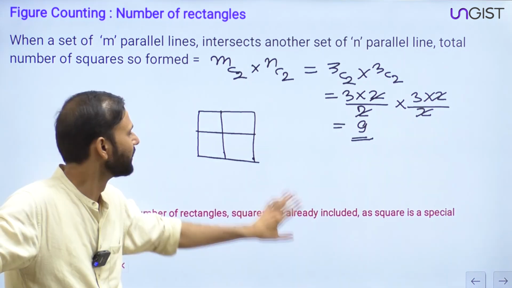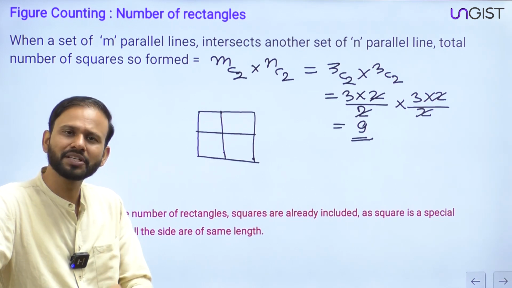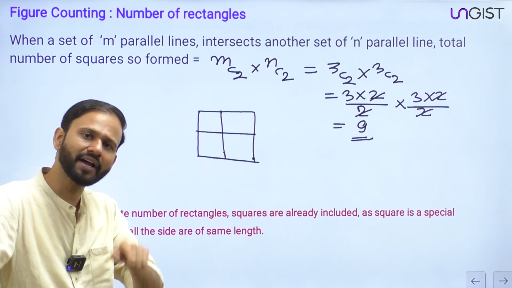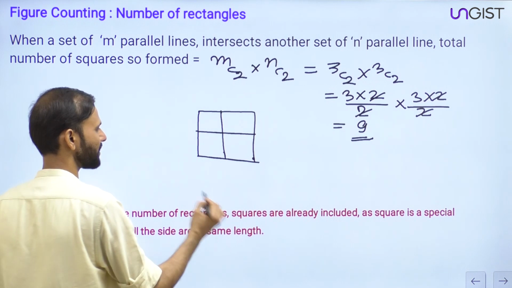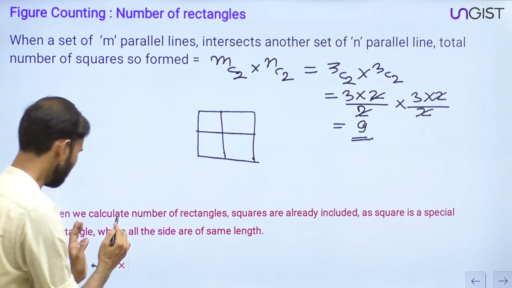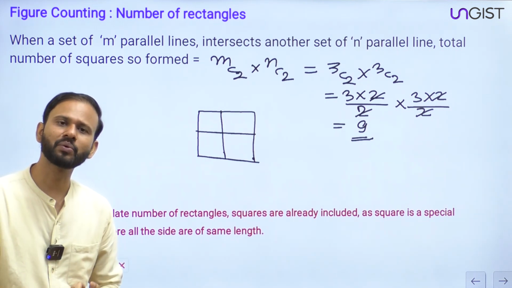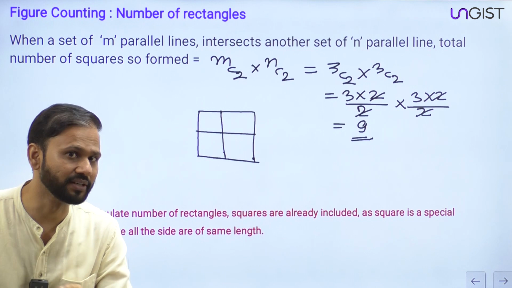This formula is telling that in this figure you have 9 rectangles, right? Now guys, please try to identify those 9 rectangles. Now, all of you, this note comes into the picture. When we calculate the number of rectangles, the squares are already included in it, right?